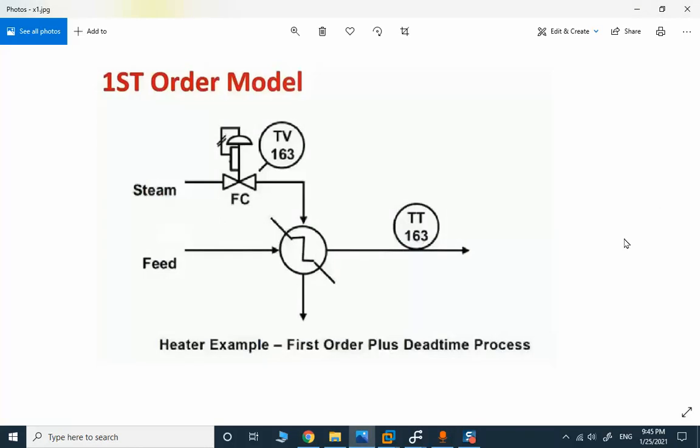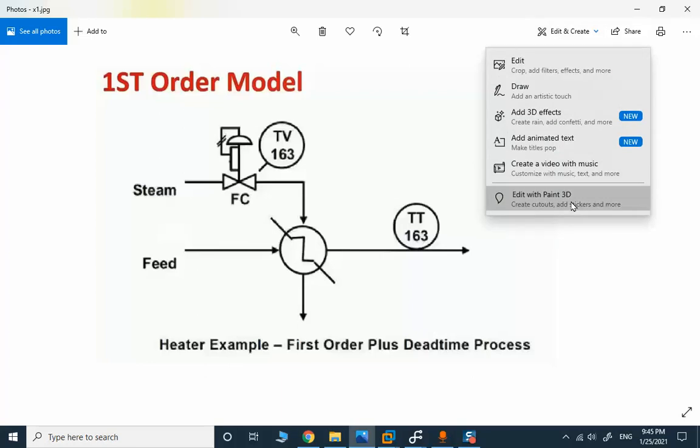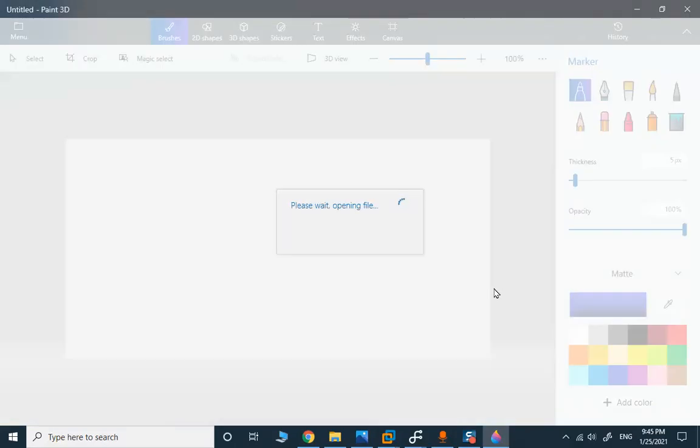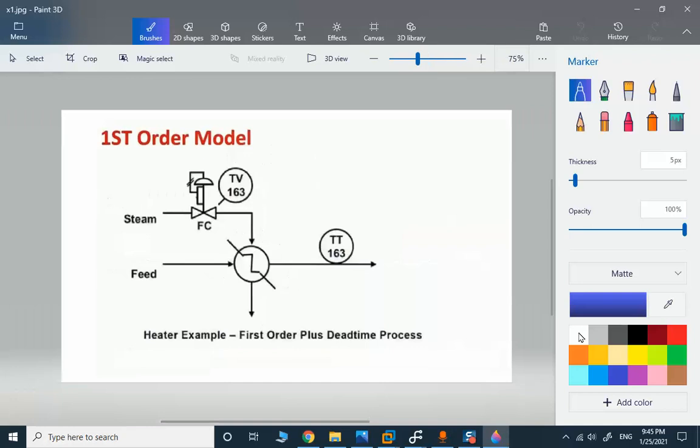Our example first order model is a heat exchanger, and we will warm up the temperature of the liquid. The liquid is coming from here, and we have steam from here. This valve is controlled by a PID controller, and when we open the control valve, more steam will be fed to the exchanger and the temperature will be raised.